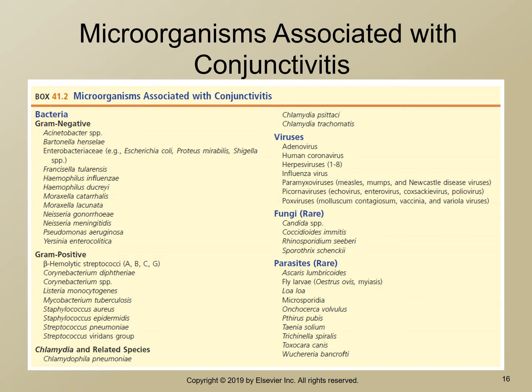Box 41-2 in the textbook summarizes various organisms that can cause conjunctivitis. You'll see there's a variety of bacteria, viruses, fungi, and parasites included in this list. The bacteria also include gram-negative and gram-positive organisms, and then the chlamydia and related species.